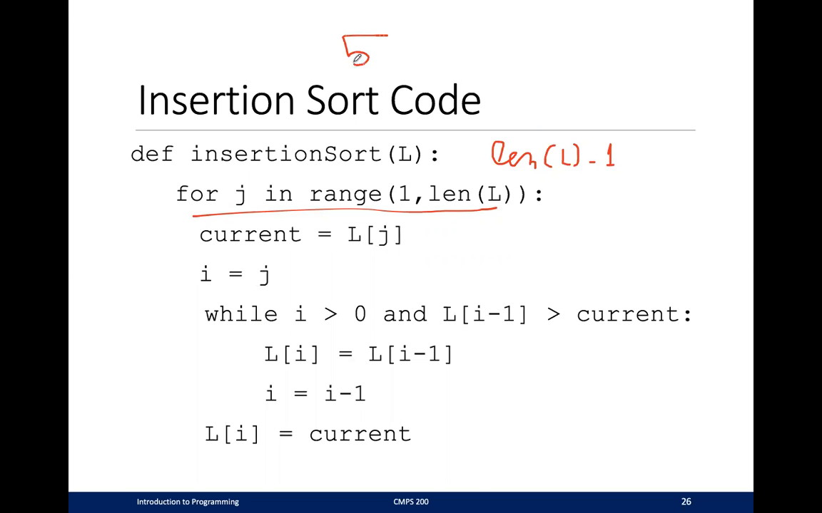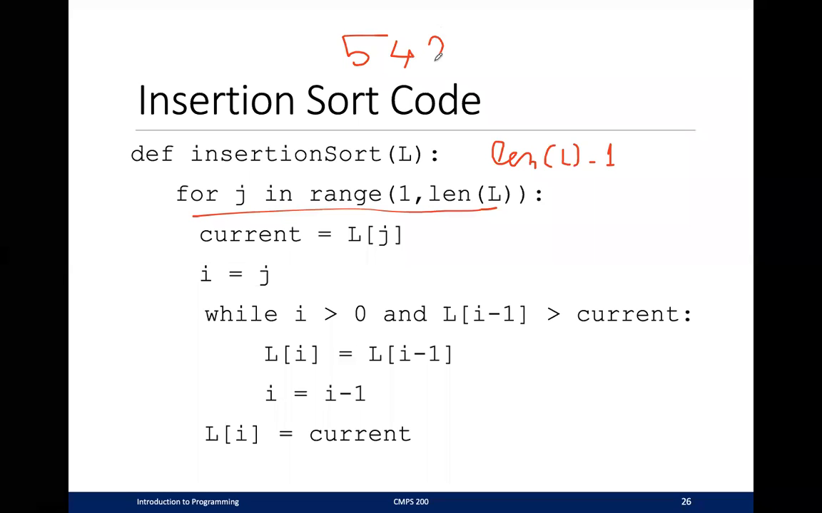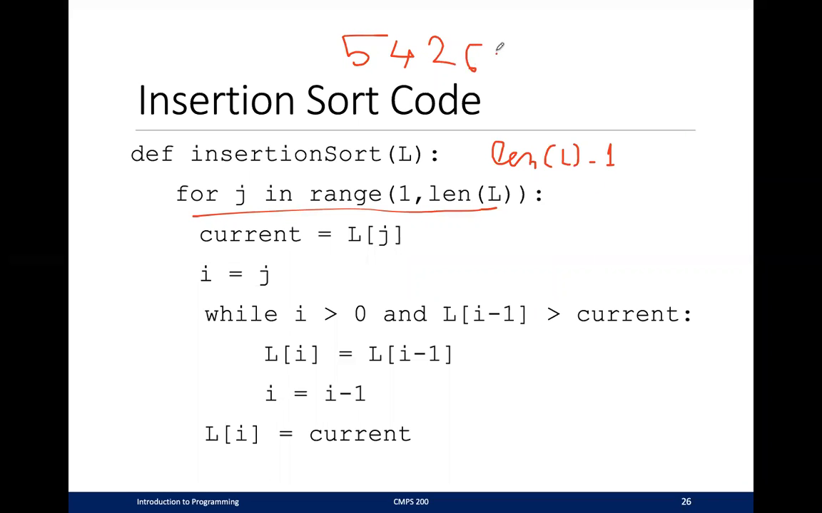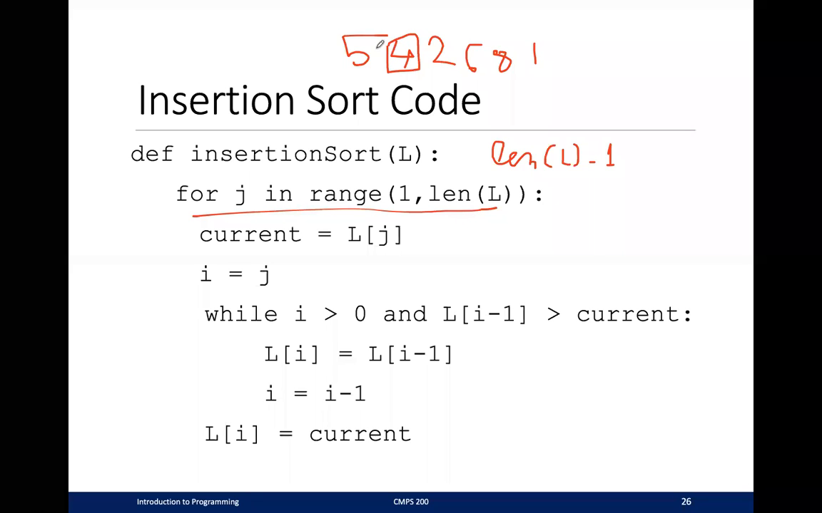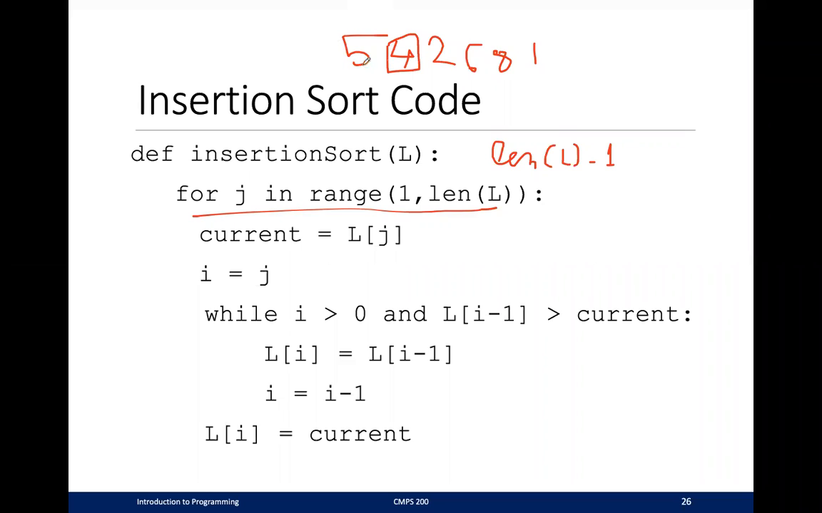Okay, so I'm going to draw the elements here. 5, 4, 2, 6. Let's say 8, 1, just for the sake of it. So first time current would be the 4. Now I'm saying, have another loop over all the elements that have been already sorted. This happens to be only 5 so far. So I'm going to do a while loop: I is greater than 0, so I haven't reached the beginning of the list, and the element I'm comparing to in the already sorted sublist is greater than my current.